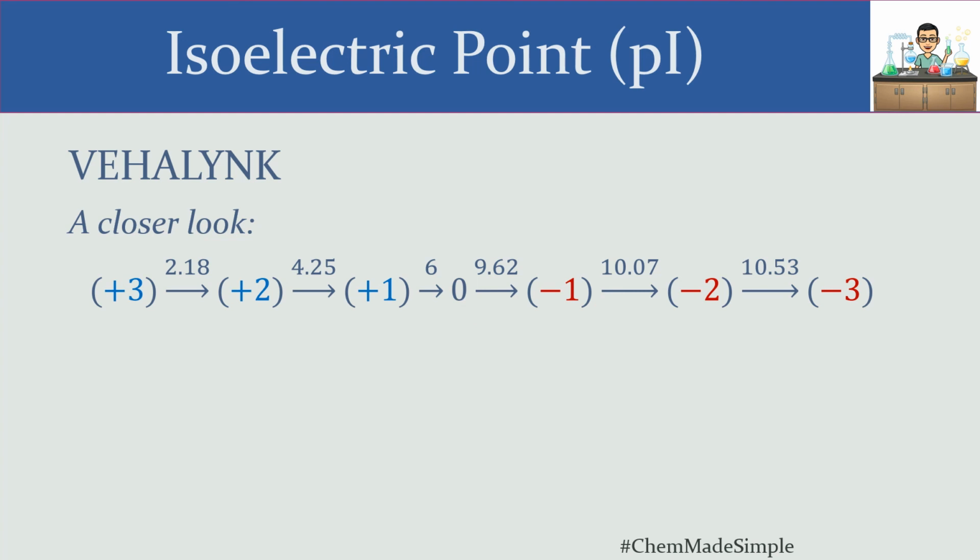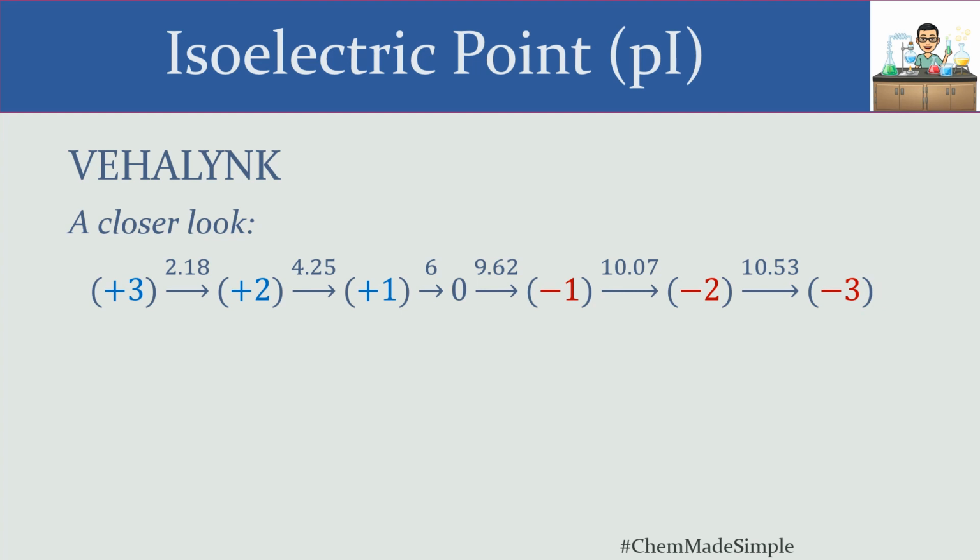Let's say we take another value of, say, 3. A pH of 3 is somewhere between these two values over here, so I expect that my molecule is going to have a +2 charge. Let's say we take a pH value of 13. Well, 13 is above 10.53, and so I expect that my molecule is going to have an overall -3 charge.